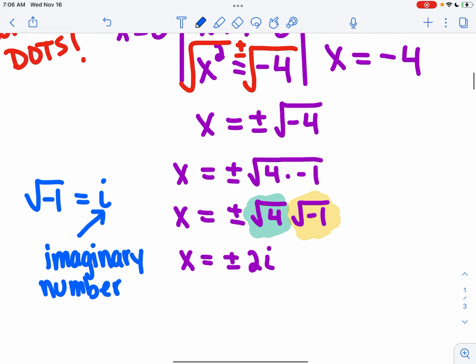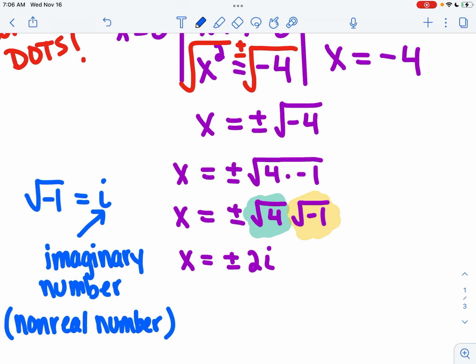So we said it's non-real. You could also say that it's a non-real. That's the error your calculator gives you. So you could refer to it either way: an imaginary number or a non-real number.